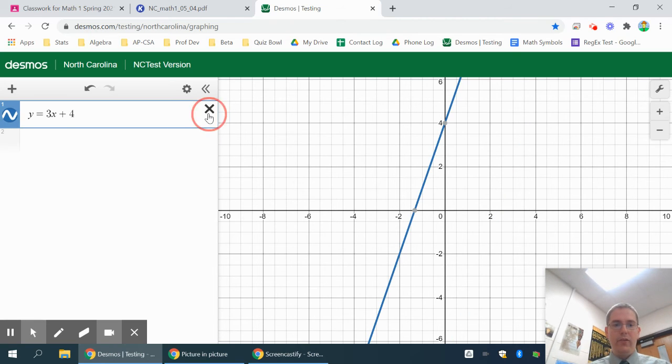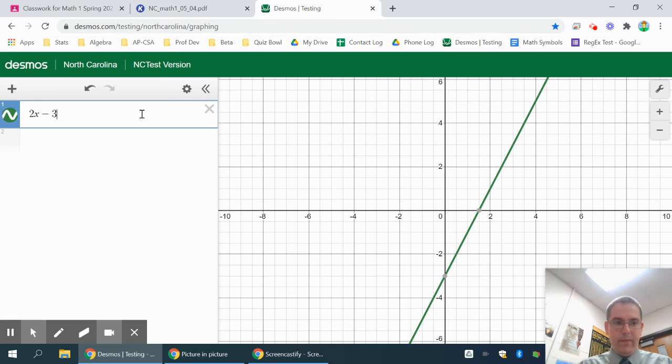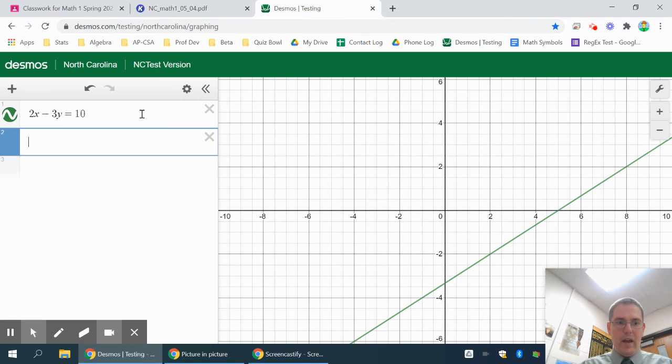And I had 2x minus 3y is 10. And I had negative 2x plus 3y is negative 10. Now, what you might notice is that the second equation goes right on top of the first equation. If you're not sure about if that happened or not, you can always just click this purple button in front, and that will toggle that on and off. So you can see that that purple line is exactly the same as the green line.